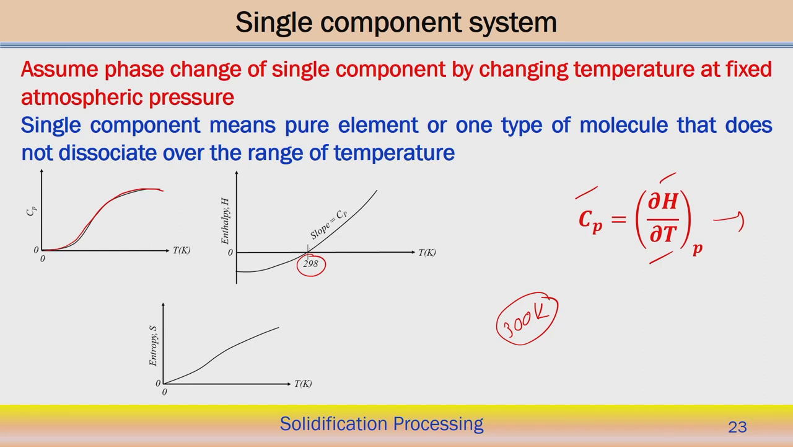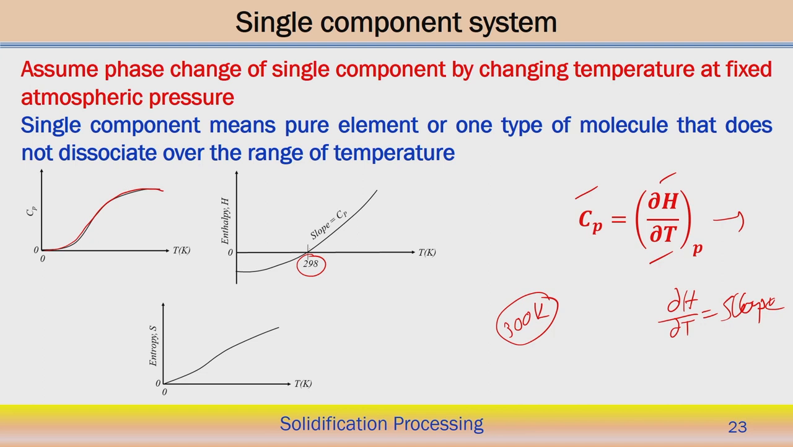Now here you can see that the specific heat at constant pressure is delta H by delta T. This indicates that del H by del T is the slope of this particular curve, because here the x axis is the temperature and the y axis is the enthalpy.